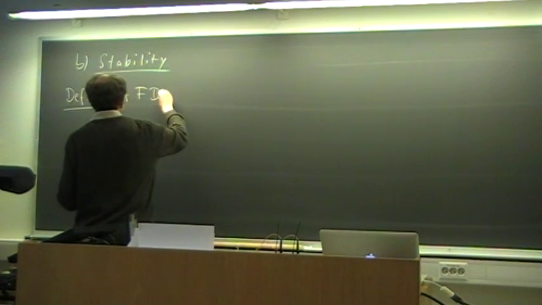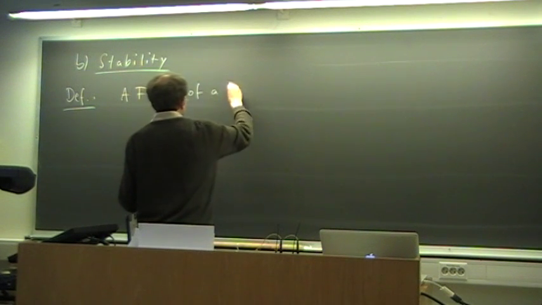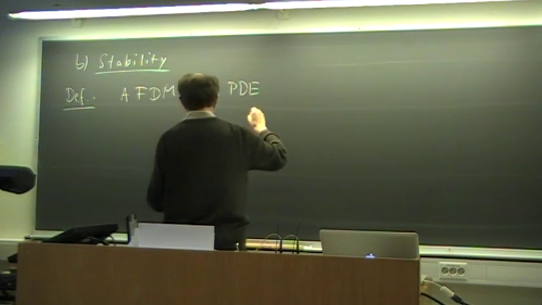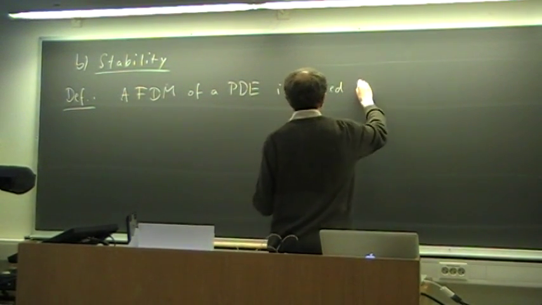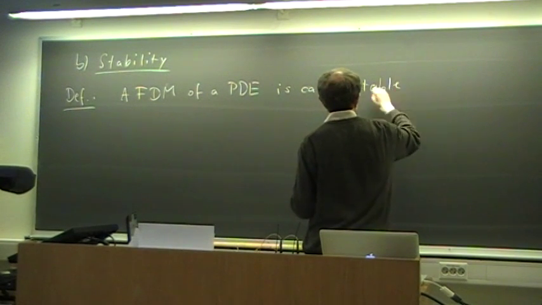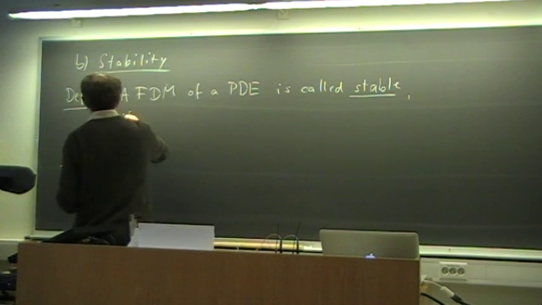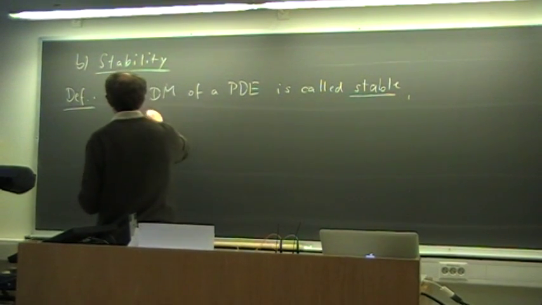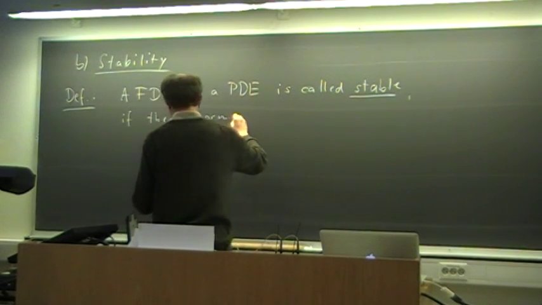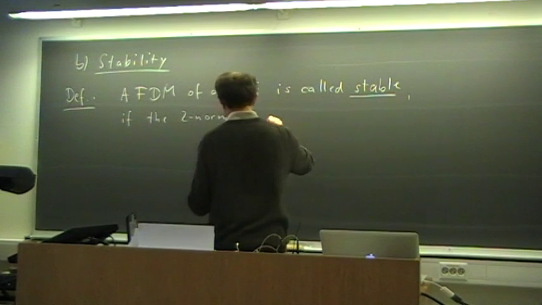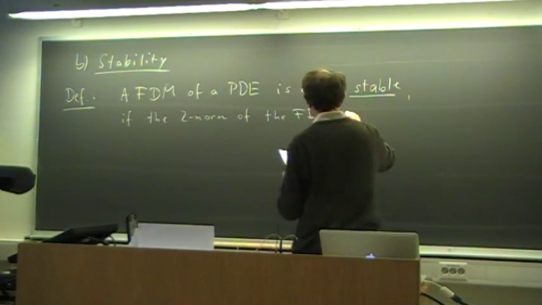A finite difference method for a partial differential equation is called stable if we can choose some norm here, for example the 2 norm, of the finite difference method solution.